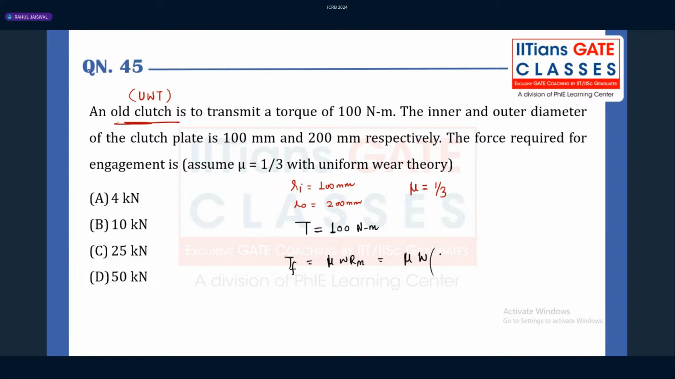Mu W into the friction radius, the frictional torque. What is the frictional torque formula, guys? 100 Newton meter. Mu, what is the mu? 1 upon 3. W, what is the W? That we need to find, the force of the engagement. R1 plus R2, 100 plus 200 divided by 2. But here this unit is Newton meter, that we need to convert into Newton mm. So if you calculate, you are going to get W as 4000 Newton, which is nothing but 4 kilonewton.